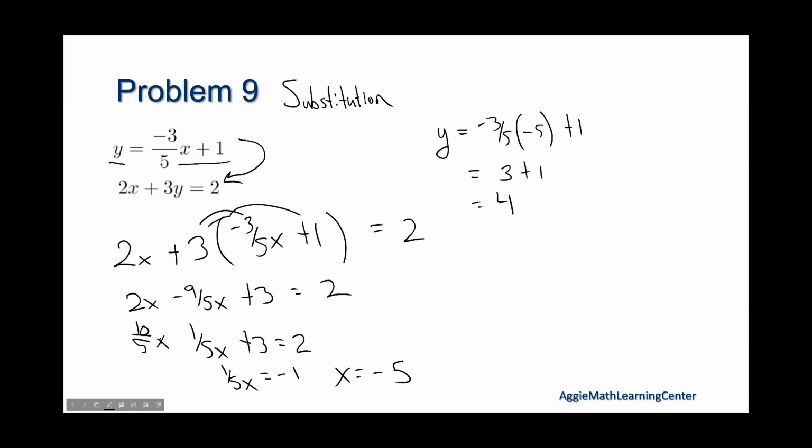So our solution, we're usually going to present these as ordered pairs. It's going to be -5, 4. So at that point, these two lines would cross if we thought about it graphically.